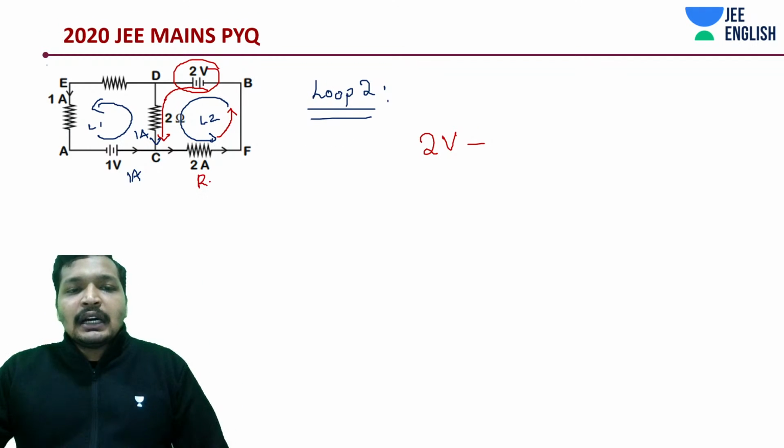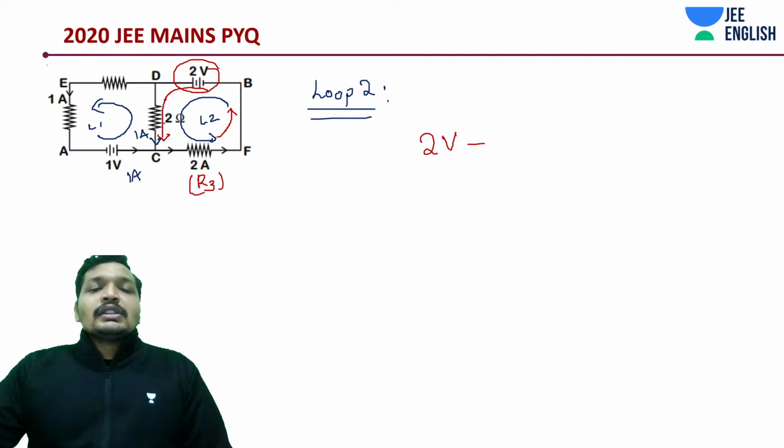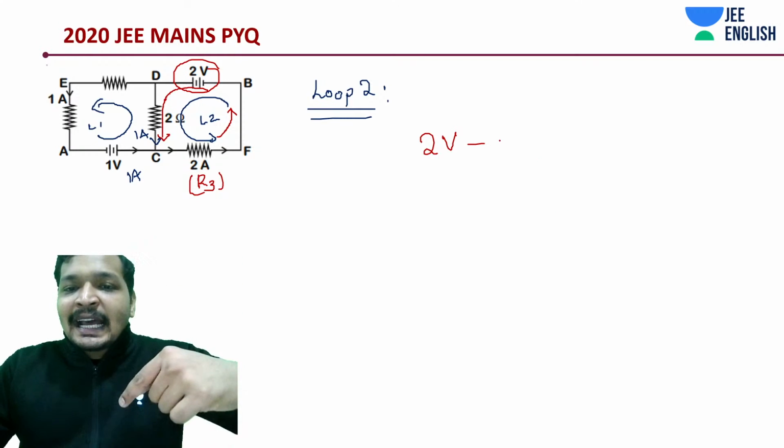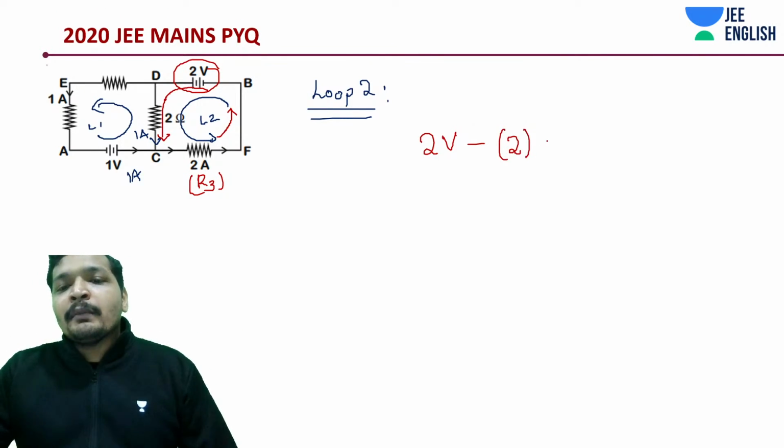If you move in the direction of current, the voltage is dropped. And let's keep this as R3. Because I'm only dealing with one resistor, that's why I felt this was easy. So this is 2 into 1 dropping. You are moving in the direction of current. I'm repeating it again, you're moving in the direction of current. 2 ohm into 1 ampere.